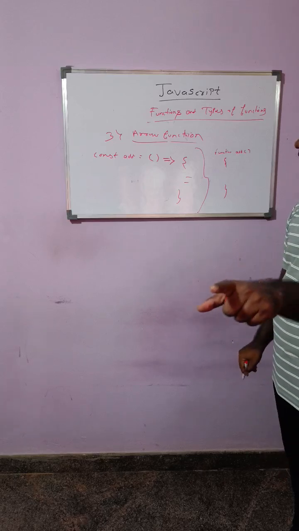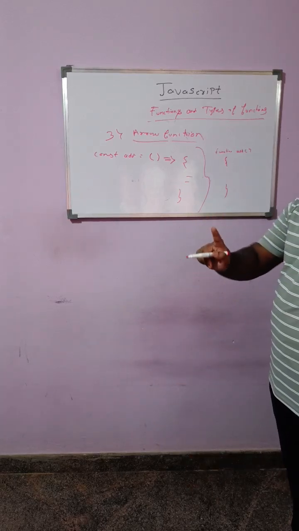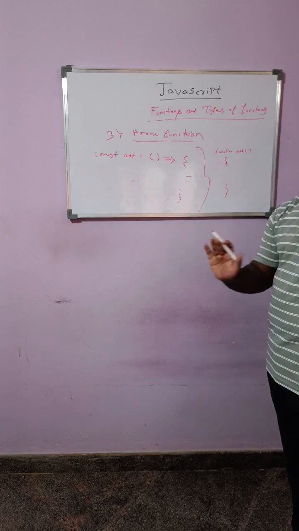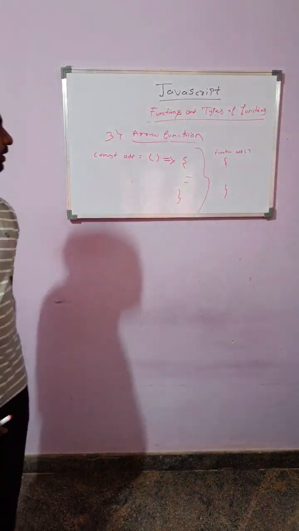One important thing you have to remember in an arrow function: the this keyword will not work. The this keyword will not work in an arrow function. I will tell you the proper example for that.